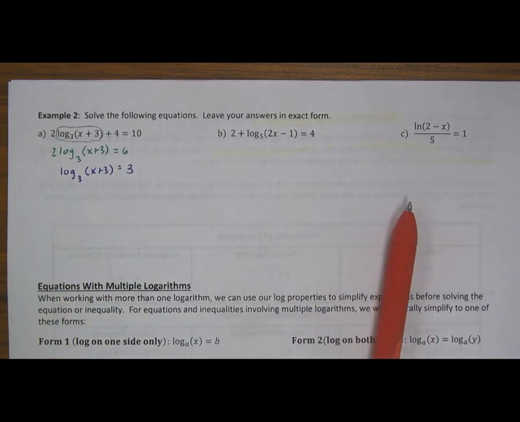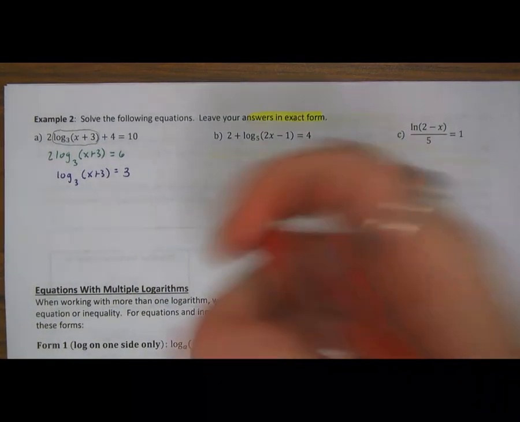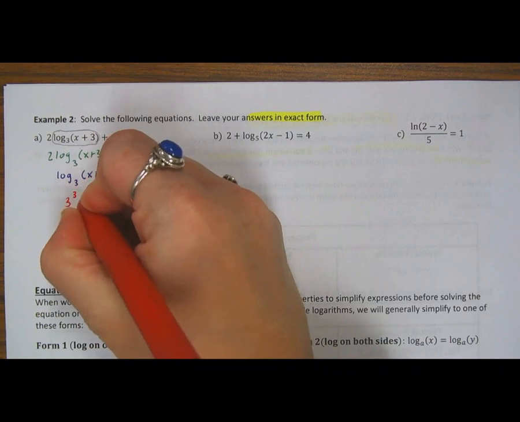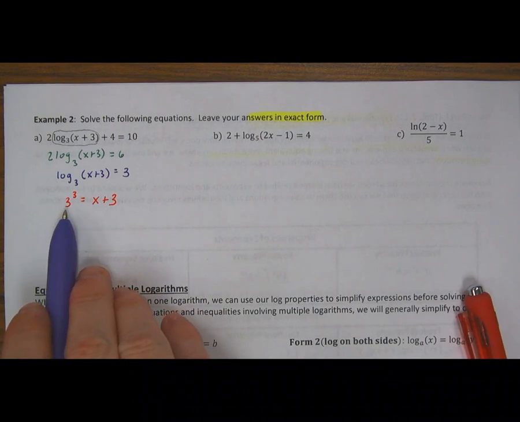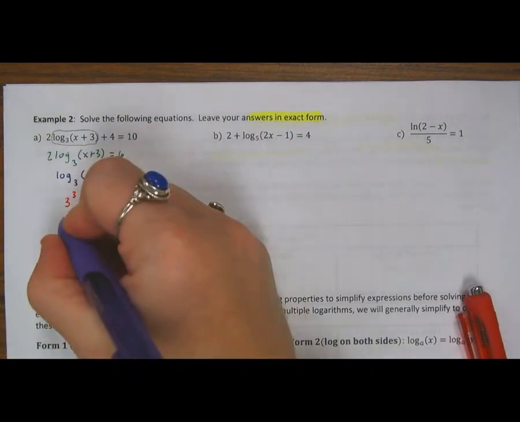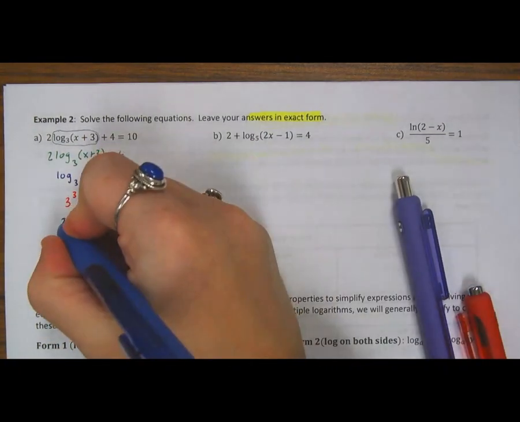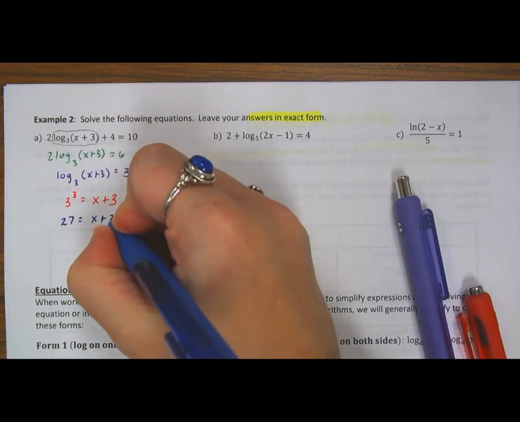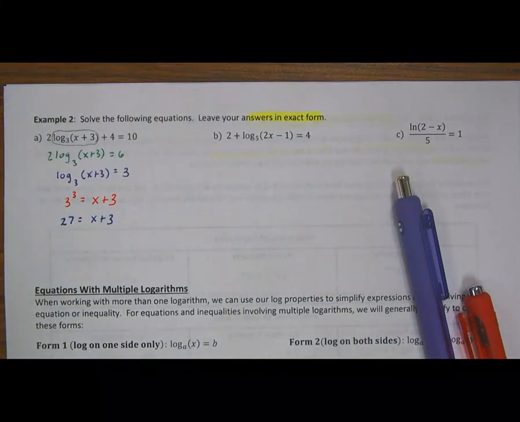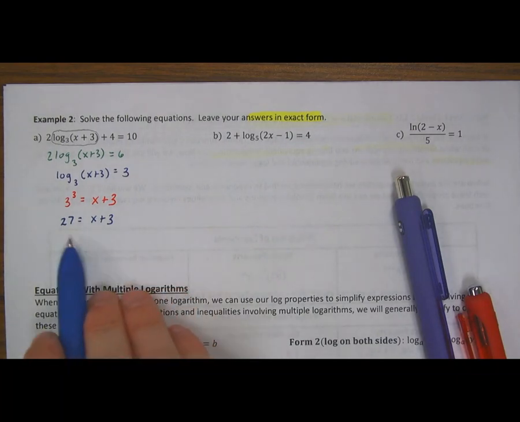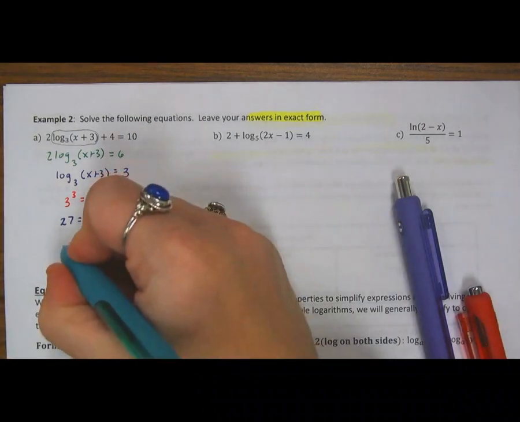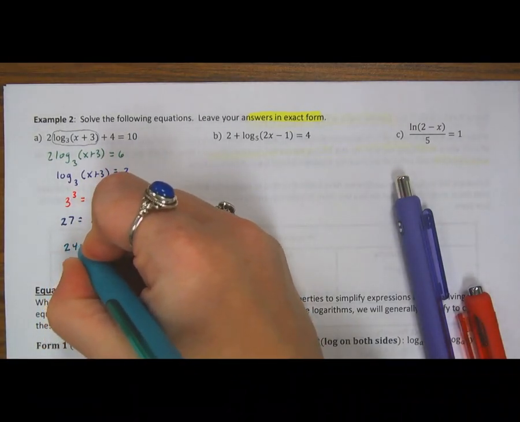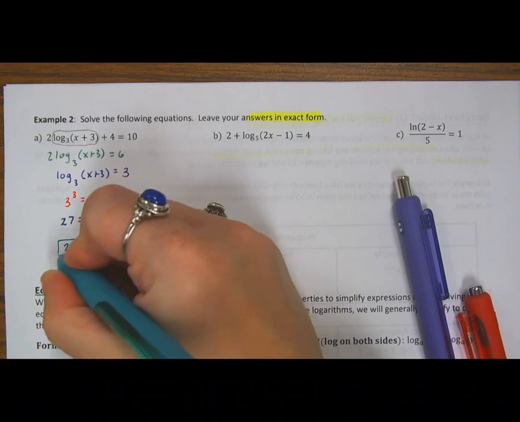And if you'll notice, I kind of skipped over the directions here. We're going to leave these in exact form as well. That's going to switch over to 3 to the 3rd power equals x plus 3. Now, 3 times 3 times 3 is 27. And then we're going to subtract 3 from both sides to solve for x, and we'll be finished with this problem. So subtract 3 from each side. 27 take away 3 is 24. And that is exact form.